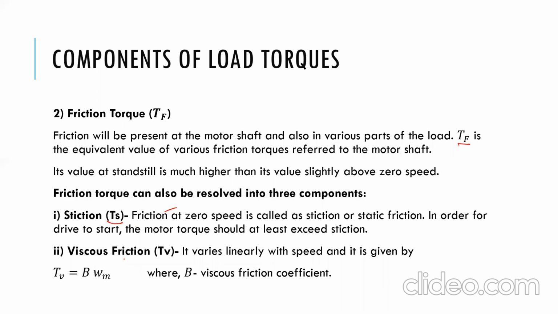Next is the viscous friction. It varies linearly with speed. Means what? The viscous friction will increase as speed increases. It is given by the formula TV equals B times omega m, where B is the viscous friction coefficient, which is a constant. Stiction is present only at zero speed. Viscous friction will increase with the speed.